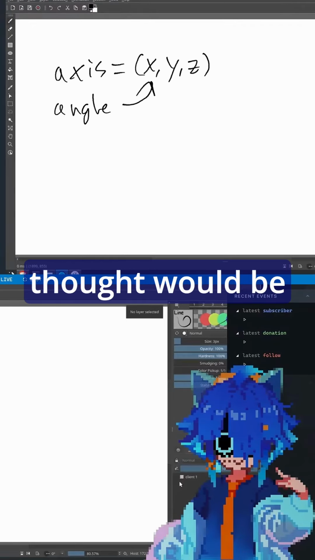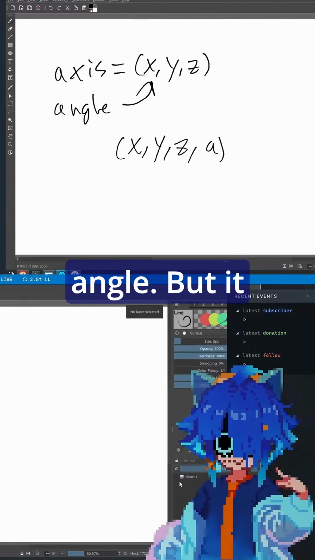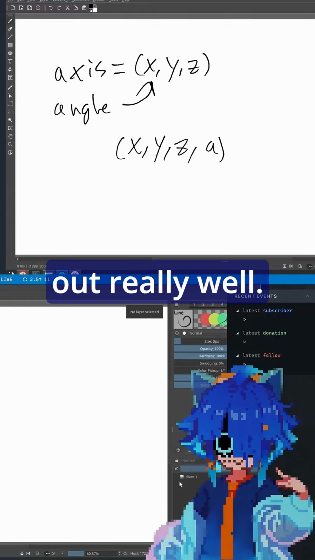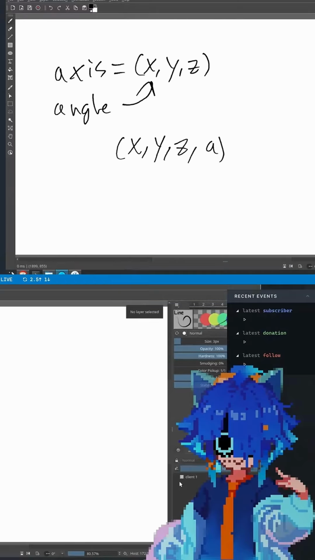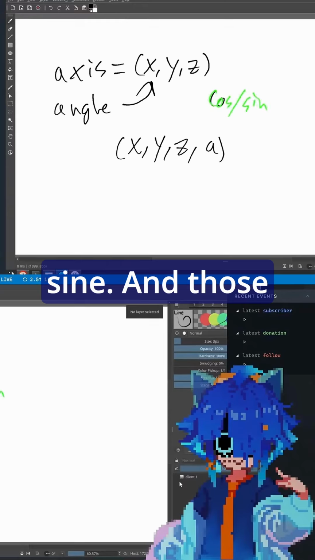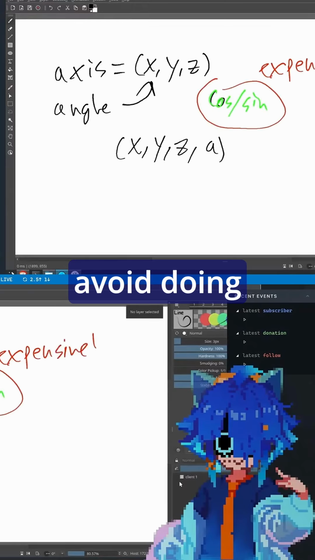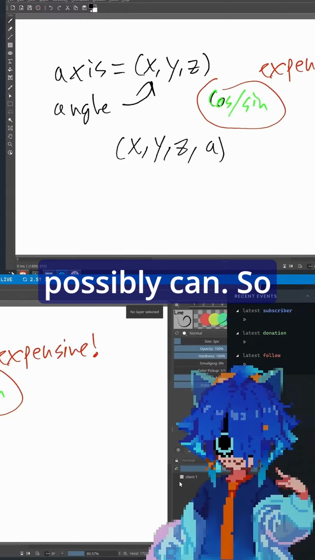Well, the obvious thought would be that we can just write x, y, z, angle. But it turns out that that doesn't work out really well. Also, observation, angles involve a lot of cosine and sine, and those are expensive. So we want to avoid doing those operations as much as we possibly can.